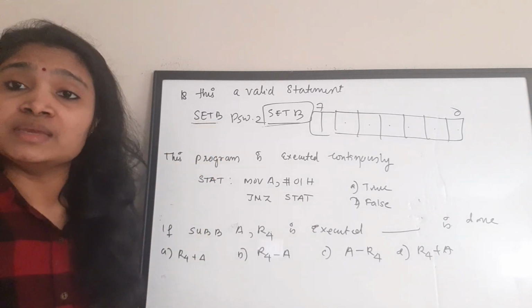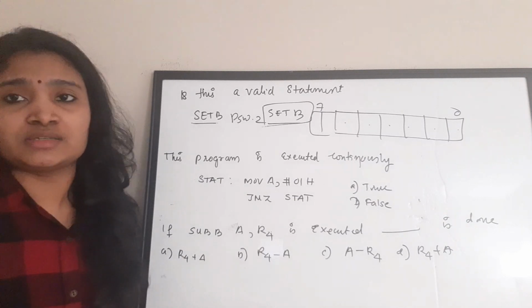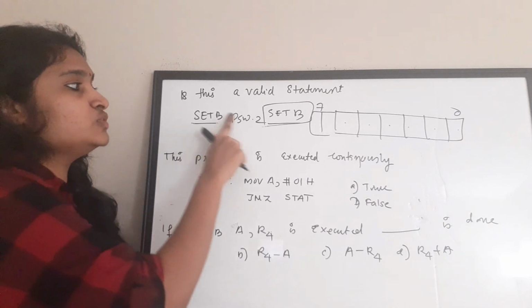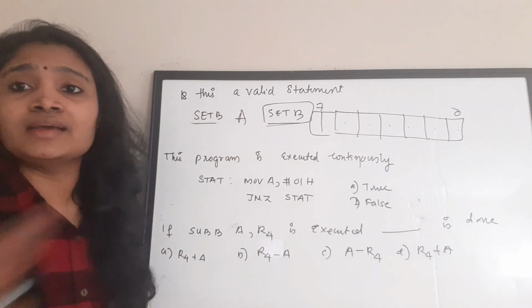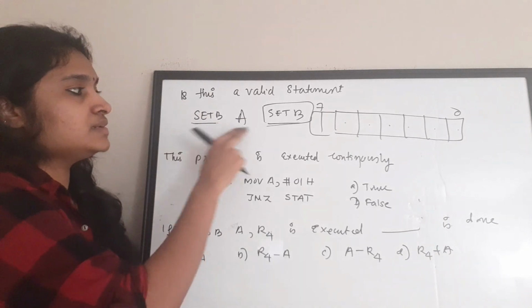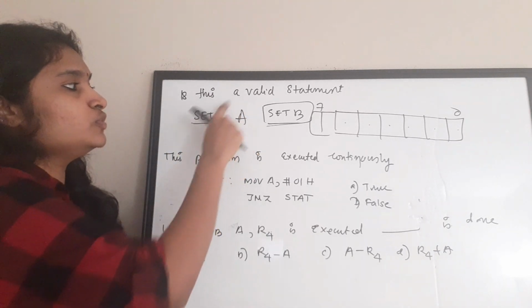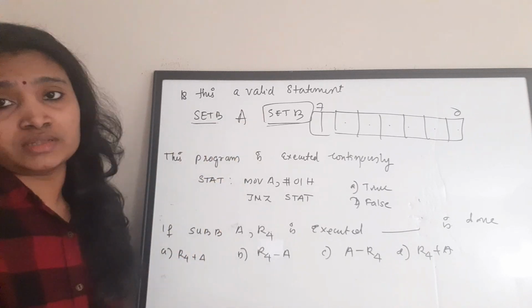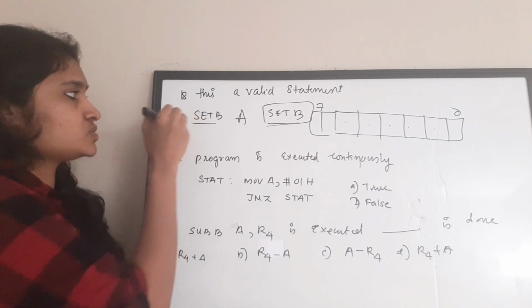So SETB means set bit. It is only used with a particular bit, not with an entire register. If you use a register here, it means you are using the entire register and it will be confusing. You don't specify the particular bit you want to set. So if you use an entire register, it is a wrong instruction. You have to specifically write which bit you want to set. So this is a wrong instruction.